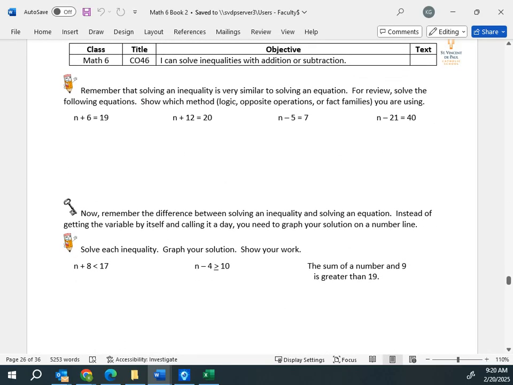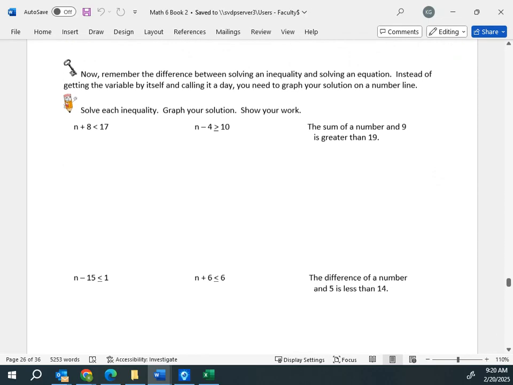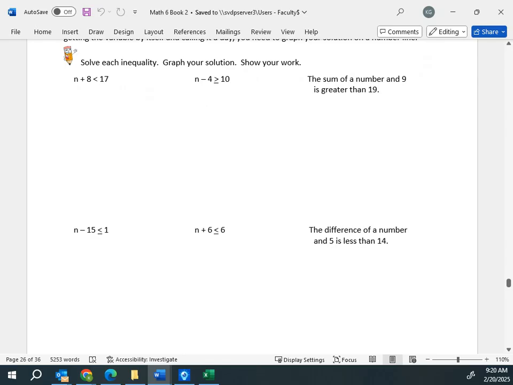Then we have CO 46. I can solve inequalities with addition or subtraction. So remember, this is very similar to that opposite operations that we did, those one-step operations. But instead of equaling, we have our inequality symbol. So we know that we need to follow SADMEP. SADMEP tells us that we are doing opposite. So we're looking at, are we adding or subtracting? Let's do the opposite of it. So n plus 8 is less than 17. You're going to subtract 8 from both sides. So that would be n is less than 9.